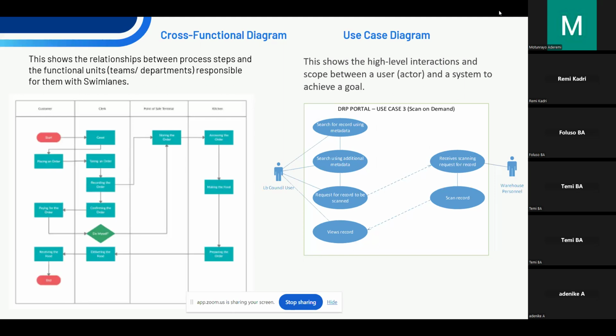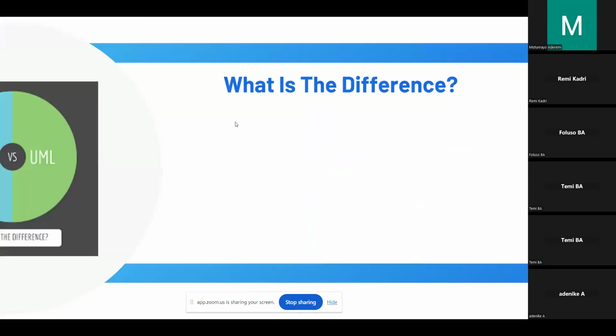So you're capturing the different use cases, the different uses of that particular actor and the particular system. So it's usually very high level, like I said. If you're now talking about multiple functions, business units, you want a cross-functional diagram or a swim lane diagram.